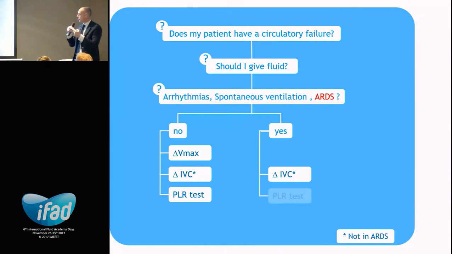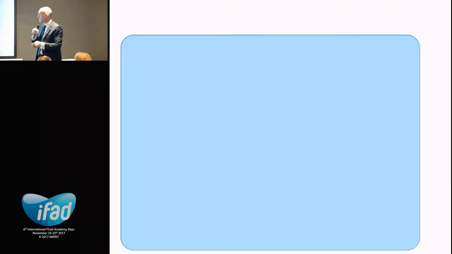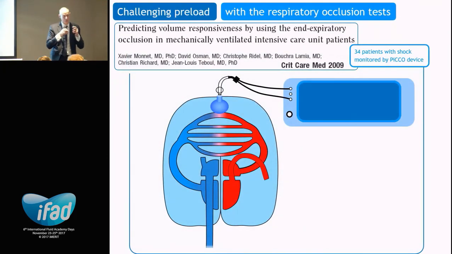So it's something we could use in such instances, and also in the other ones, of course. Another method you could use is the respiratory variation of stroke volume, but induced by occlusions of the ventilator, in fact. The principle of the end-expiratory occlusion test that we described years ago is based on heart-lung interactions again.